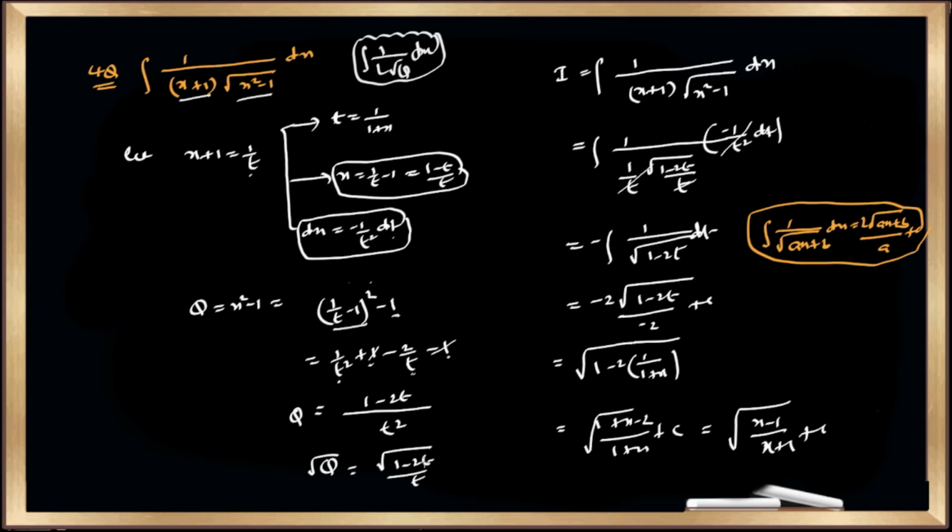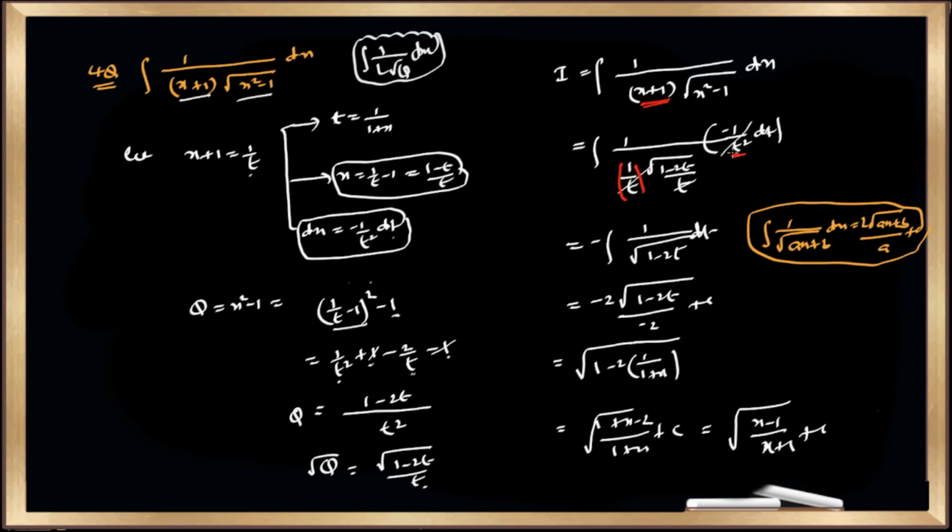So root q is root over 1 minus 2t by t. Now we have to write the value of root q, the value of x plus 1, and the value of dx in the given question. So our I becomes: in the place of x plus 1 we have to write 1 by t, and in the place of root q is root over 1 minus 2t by t. In the place of dx is minus 1 by t square dt.